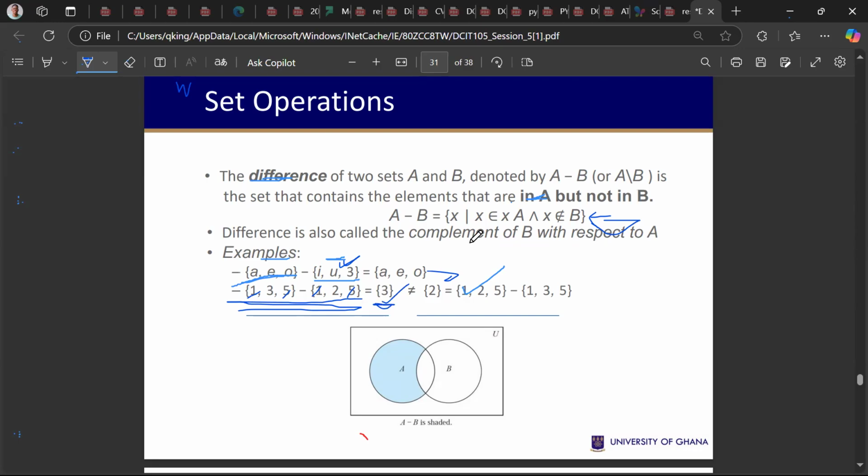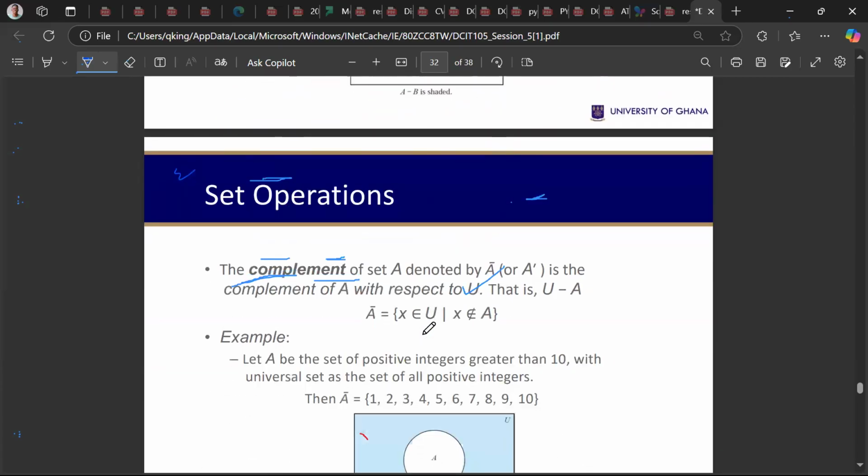All right. And so on a Venn diagram, to find the difference of a particular set, it will be the portion that is shaded, the portion that only belongs to the particular set. And so the next operation we want to look at is a complement. So the complement of set A, denoted by A complement with A having a bar at the top, or with the A apostrophe.